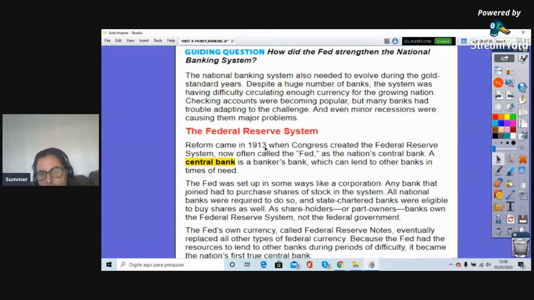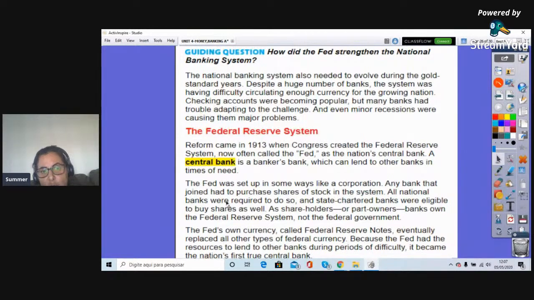Reform came in 1913 when Congress created the Federal Reserve System. Nowadays, it's called the Fed, the nation's central bank. A central bank is a banker's bank, which can lend to other banks in times of need. The Fed was set up in some ways like a corporation. Any bank that joined had to purchase shares of stock in the system.